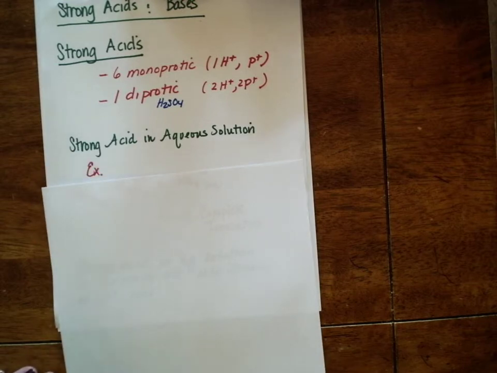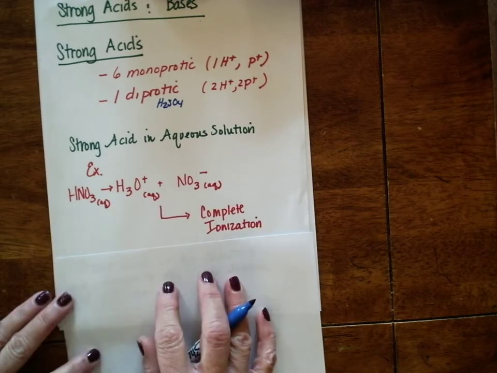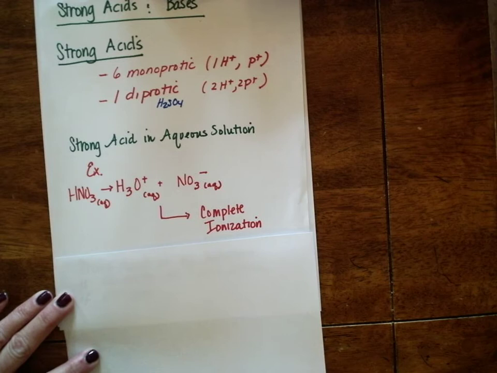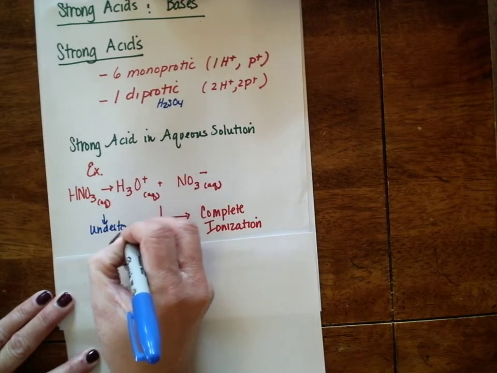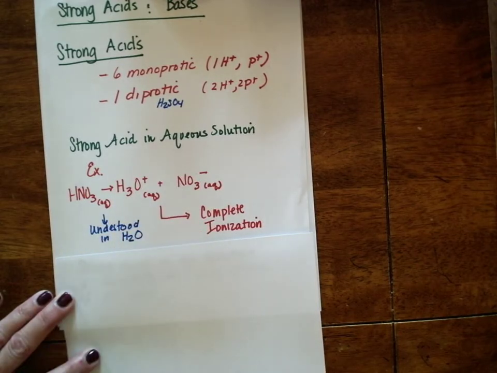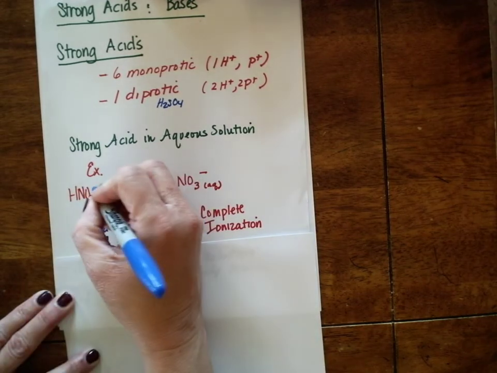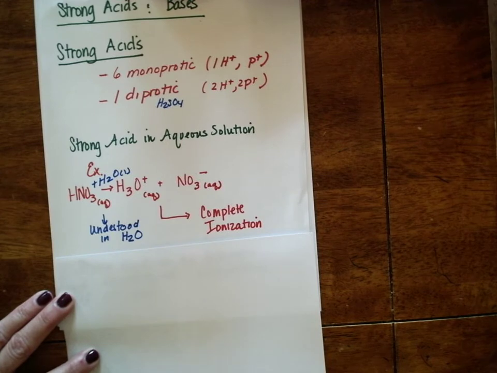If I have a strong acid in aqueous solution, I'm going to use this as an example. I've got my nitric acid, and when that dissociates, I end up with H3O plus, my hydronium in aqueous solution, plus my nitrate in aqueous solution. Now you're going to see these reactions written this way. You have to understand, it should be understood that it's in H2O. Even though it won't always be written as part of the reaction, technically speaking, this is really plus H2O liquid. So we have to remember that.